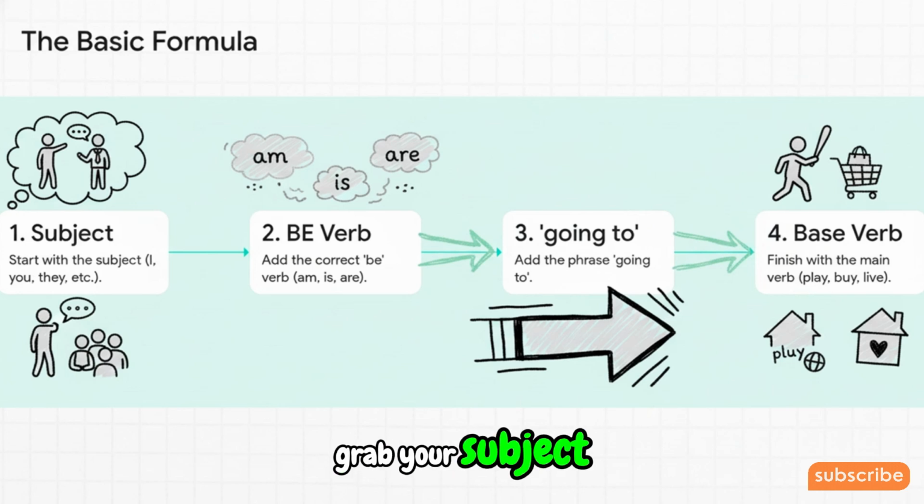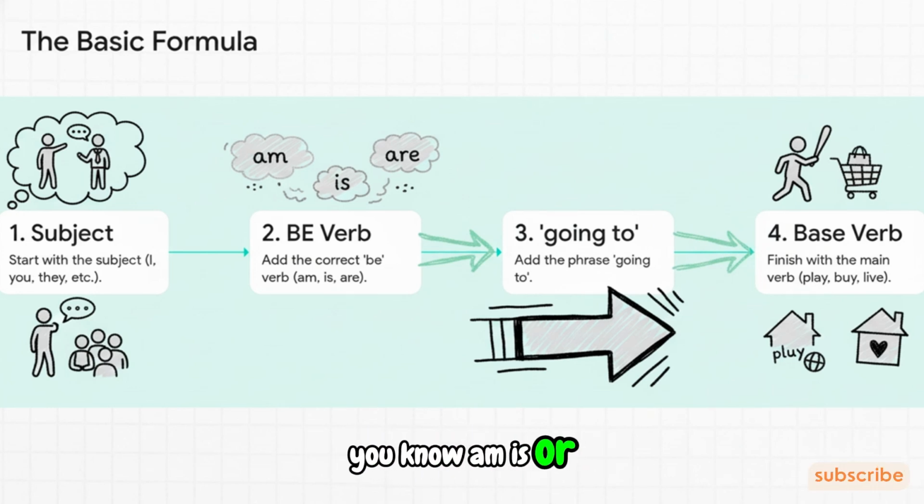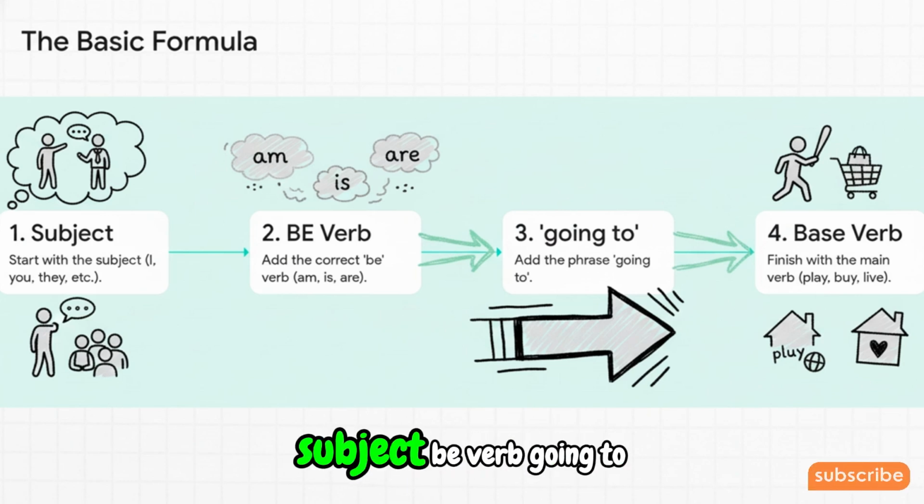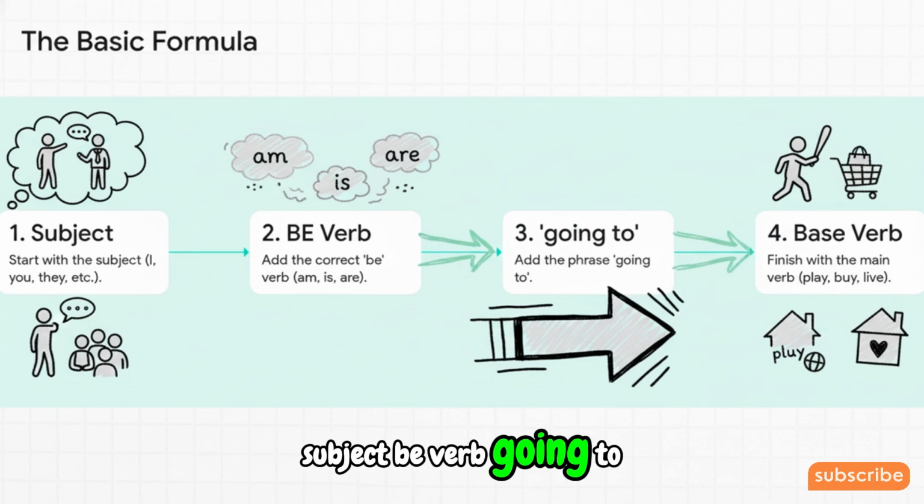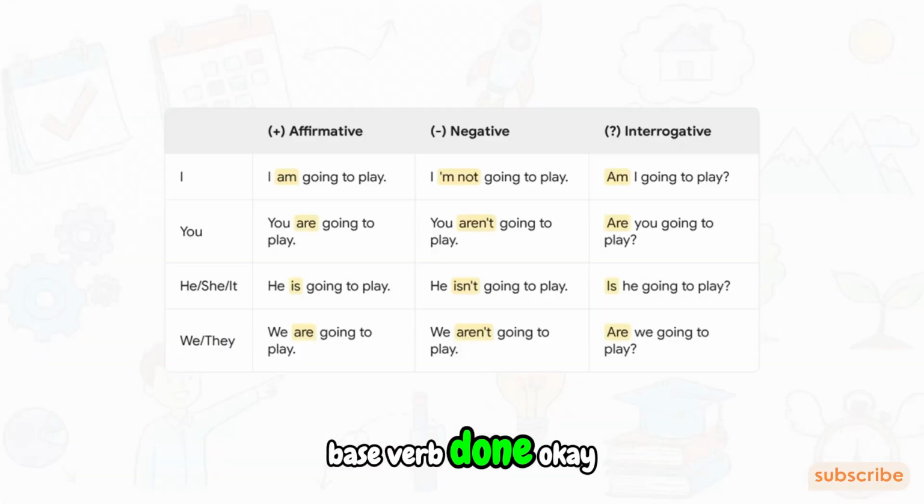So you grab your subject, then you match it with the right be verb, am, is, or are. Then you just pop in going to, and you finish it off with the basic verb. That's the whole recipe. Subject, be verb, going to, base verb. Done.